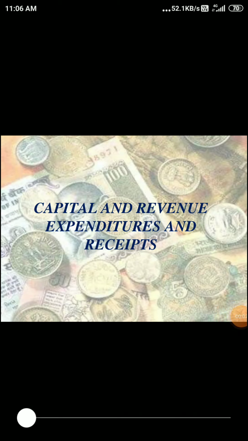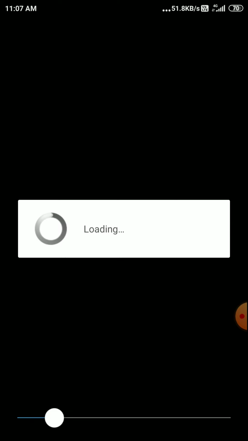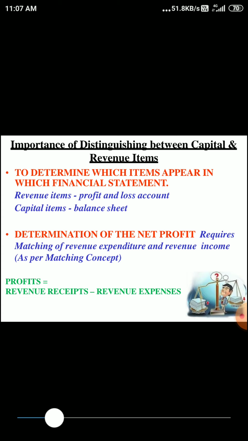The assessee, the assessment year, the previous year. So various other important elements of tax we have seen. In today's lecture, apart from banking and types of banks, I wanted to tell you about capital and revenue expenditures and receipts. Capital expenditures we'll see today, and the receipts we'll see in the other class. The capital and revenue items are very important while assessing the income. You have to analyze the capital and revenue items to determine which items appear in which financial statement.